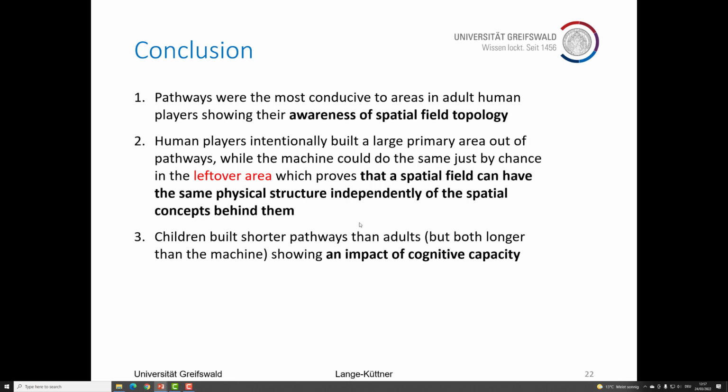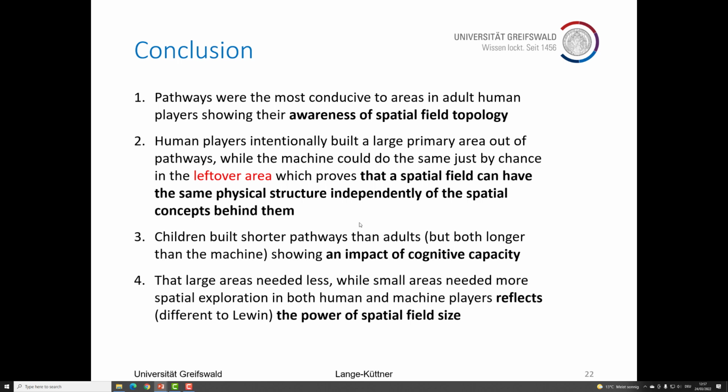And third, children built shorter pathways than adults, but both were building longer pathways than the machine, showing an impact of cognitive capacity. And finally, the studies show that large areas needed less, while small areas needed more spatial exploration in both the human and machine players. And this reflects, different to Levine, the power of the spatial field size.